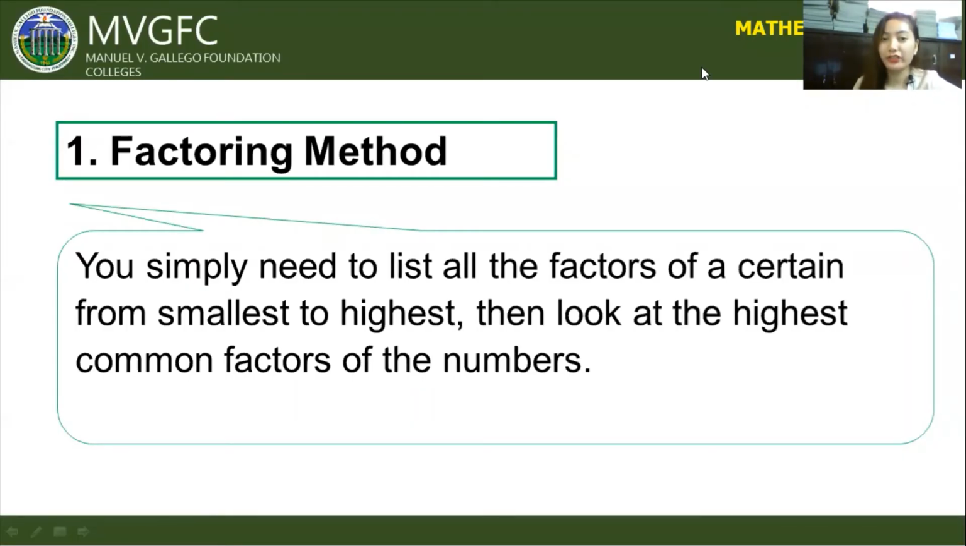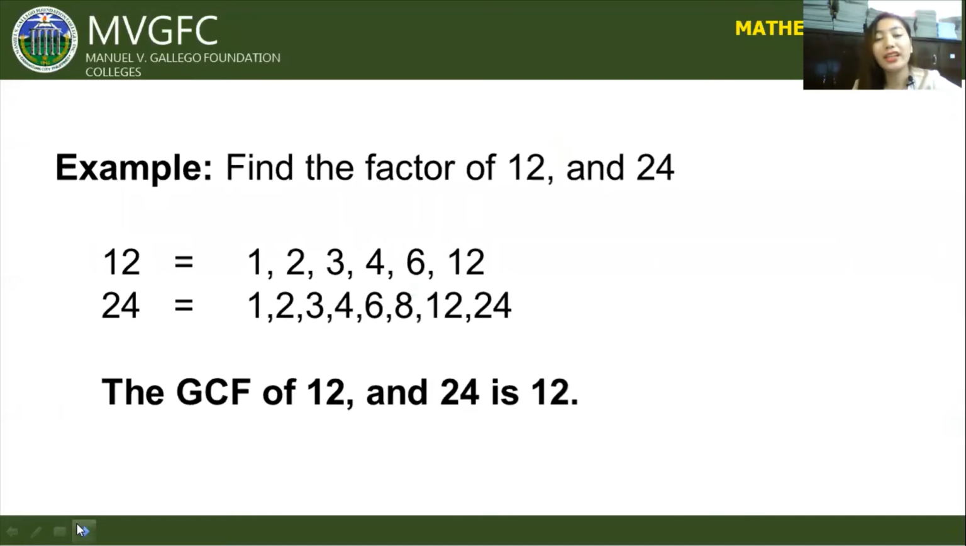We have here the factoring method. You simply need to list all the factors of a certain number from smallest to highest, then look at the highest common factor of the numbers. For example, we need to find the GCF of 12 and 24. We list all the factors of 12: 1, 2, 3, 4, 6, and 12. Then for 24, we have 1, 2, 3, 4, 6, 8, 12, and 24.